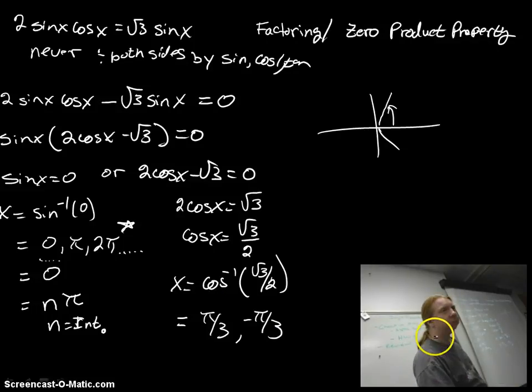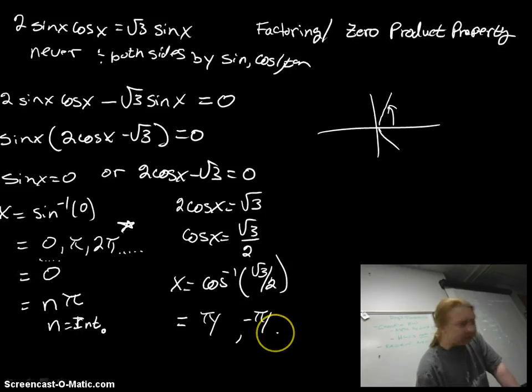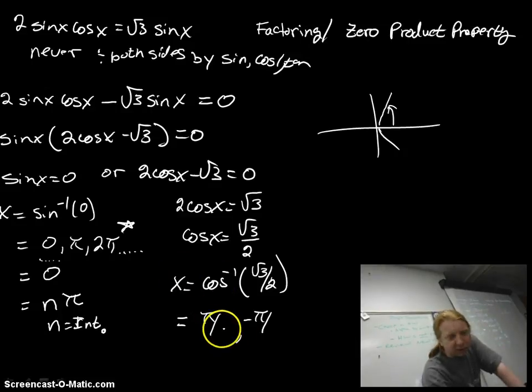Wait, I thought it was pi 6. Pi 6, negative pi 6. Pi sixths? Yeah. 30 degrees. Cosine's the x value. At 30 degrees. Oh, yeah, you're right, pi 6. This is what I get, yeah, that's what I have written down too. That's what I get for not looking at my notes.